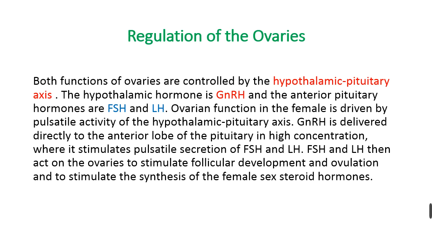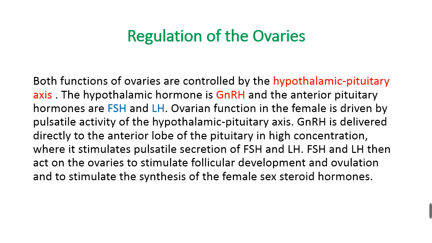What is the role of the hypothalamic pituitary axis in the regulation of ovarian hormones? Both functions of the ovaries, including oogenesis and steroid hormone secretion, are controlled by the hypothalamic pituitary axis: the hypothalamic hormone, gonadotropin releasing hormone, and the anterior pituitary hormones, which are FSH and LH. Ovarian function in the female is driven by the pulsatile activity of the hypothalamic pituitary axis.